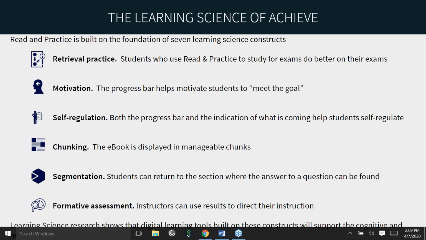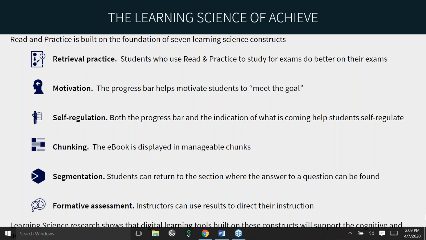So while in some cases students don't do any of the reading, sending them back to the section where the answers can be found makes sure they're reading those chunks and that segmentation, which can actually enhance their likelihood to do the reading. And then certainly Read and Practice is based on formative assessment.